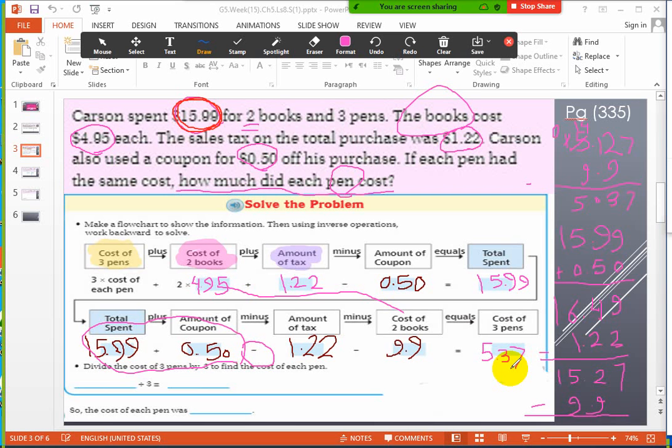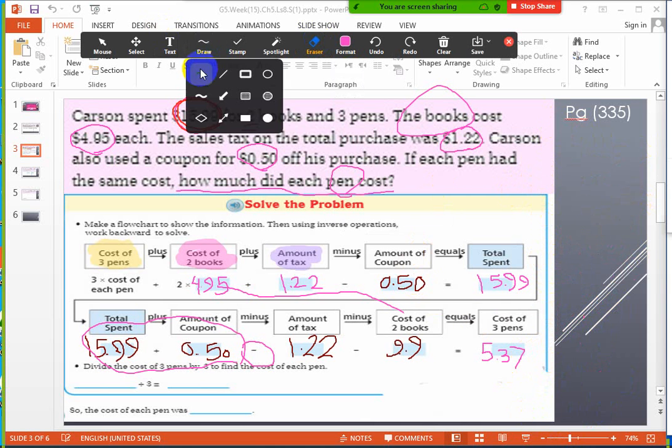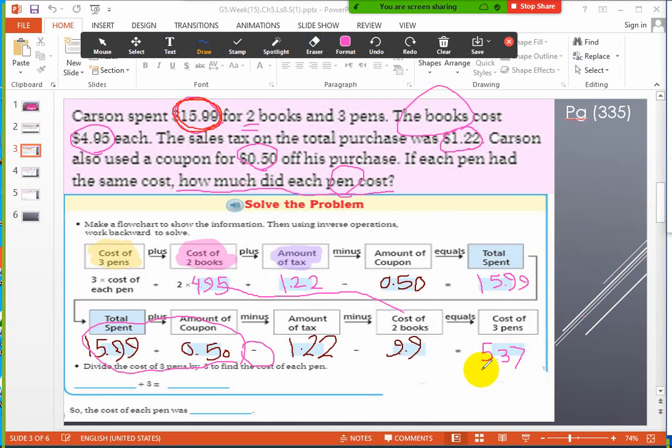I want to find the cost for each pen. What do I have to do? To find the cost of each pen, I have to divide the amount for 3 pens by 3. So I have to divide 5.37 by 3. As we learned in division, how will I divide?